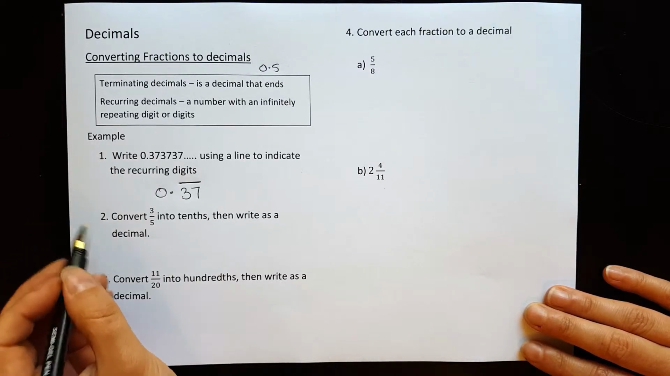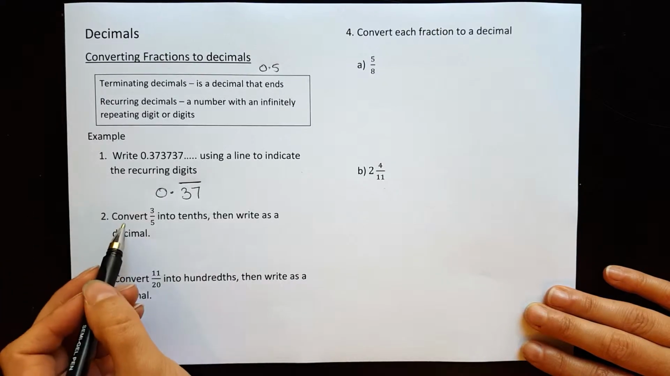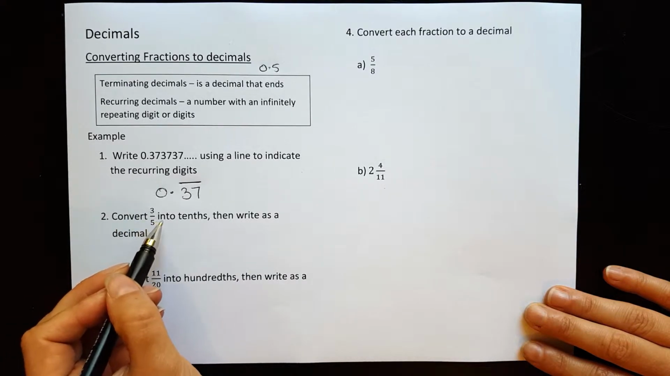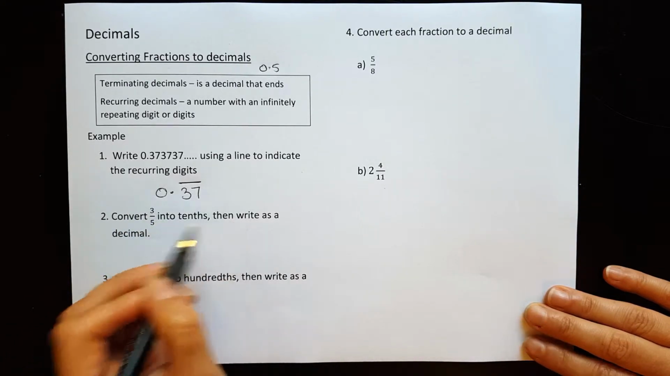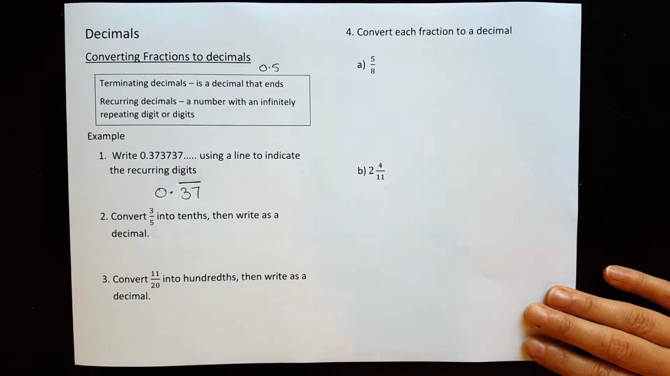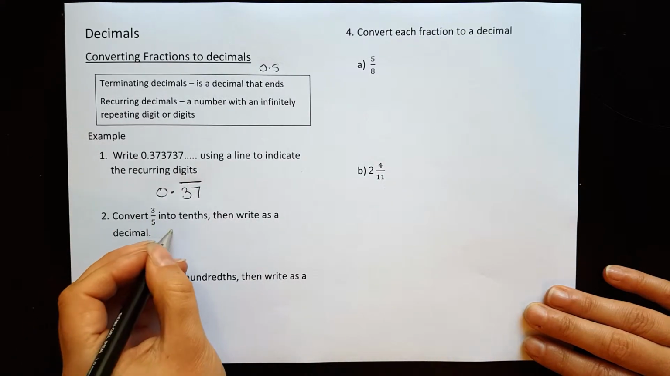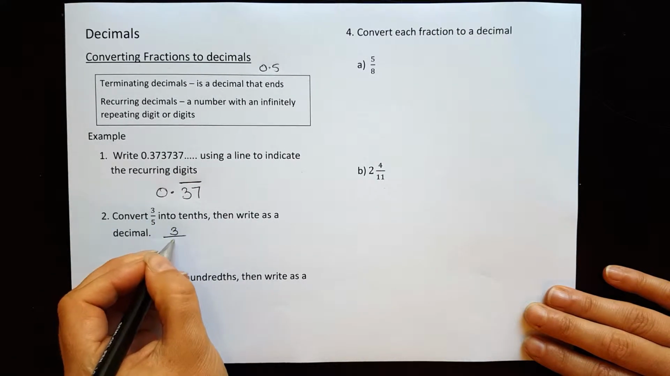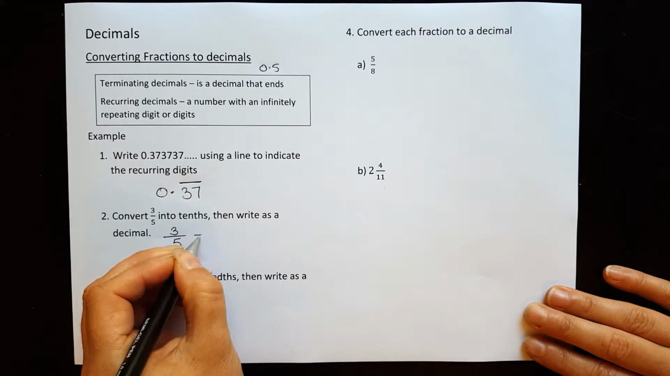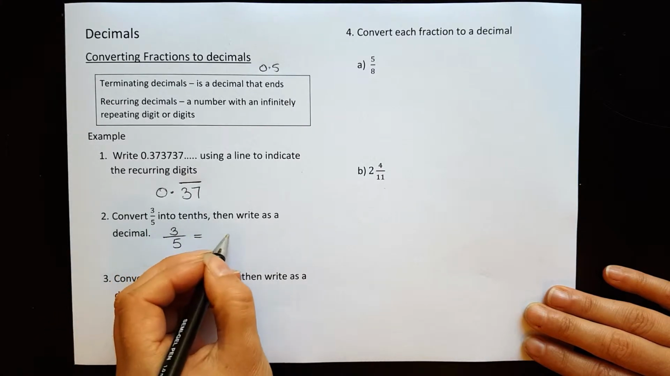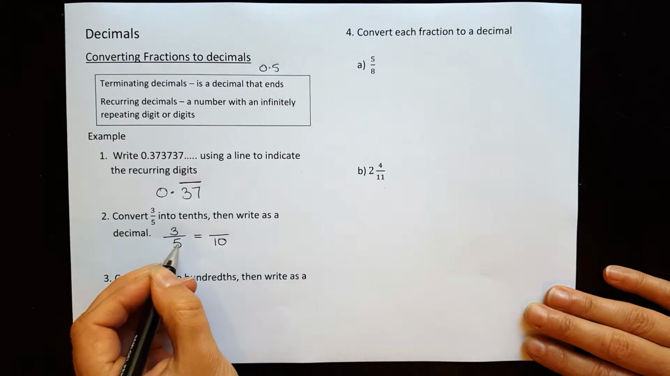Okay, what else do we want to do? Let's have a look at question 2. We want to convert 3/5 into tenths and then write it as a decimal. So the other thing we can do is to change our denominator into something that's easy to work with. So tenths are easy to work with. I want my denominator to be a 10.